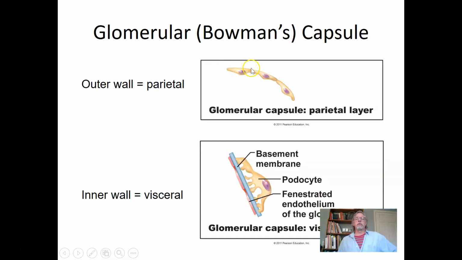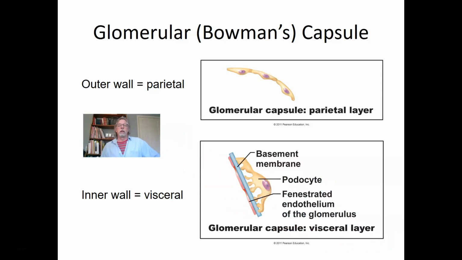Here's the simple squamous epithelium of the outer shell of the glomerular capsule. This is just an important structural feature. It defines the outer surface of the capsule. That's the outer or parietal layer. All right, the inner layer is the visceral layer. And this is going to be stuck on the surface of the glomerular capillaries.